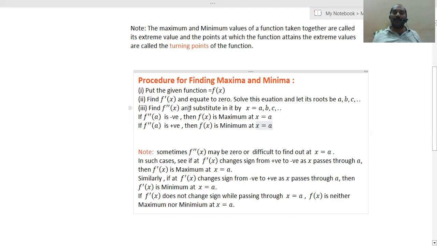Always remember that the first step is f of x equal to the given function. Second step, find the derivative and find its roots. After finding the roots, substitute each root in f double dash x. At the corresponding root, you observe whether f double dash x is less than 0 or greater than 0. If it is less than 0, we say that the function has a maximum value at x equal to the given point, which is nothing but a root. If f double dash x is positive at the root value, then we say that the function has a minimum value.